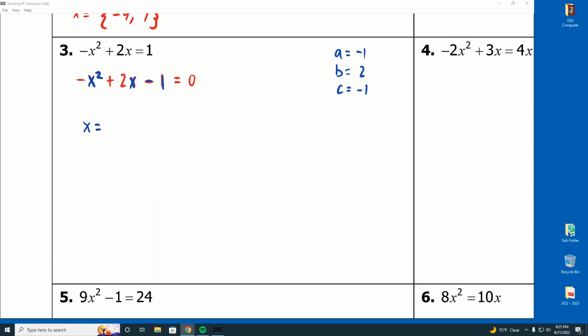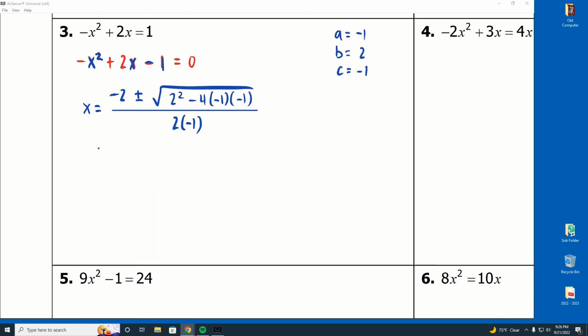X equals negative B plus or minus the square root of B squared minus 4 times A times C, and all of this is divided by 2 times A. So remember what I asked you to do first? I asked you to ignore the radical and just type in what's underneath it. So ignore the radical and type in only 2 squared minus 4 times negative 1 times negative 1. And you get a weird number. You get 0. We'll come back to that in a minute.